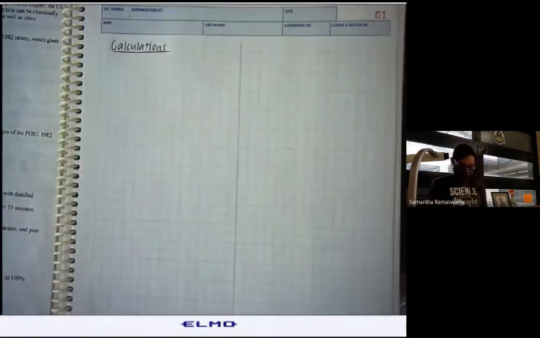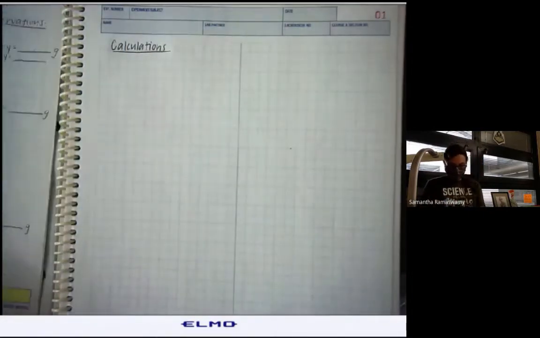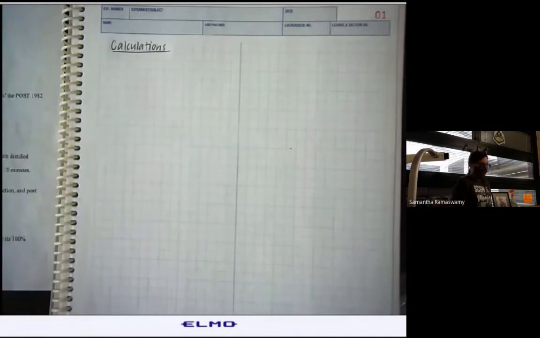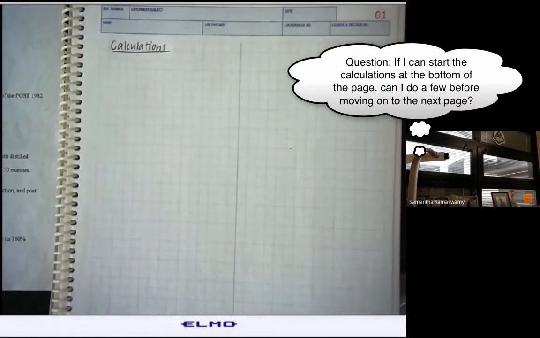So when it comes to calculations, we always want to make sure that we're showing work. So it might be showing a quick conversion. If I have room at the bottom, but probably not enough room to finish all the calculations, just go to the next page. Oh no, you can start. So if you want to start a couple calculations and then go to the next page, that's fine. Okay, perfect. Thank you. Yeah, that's what I did.